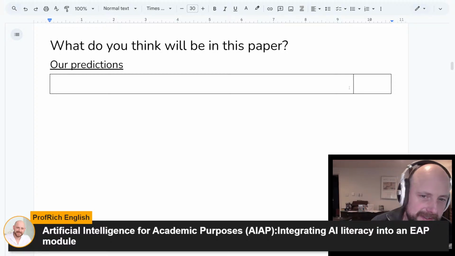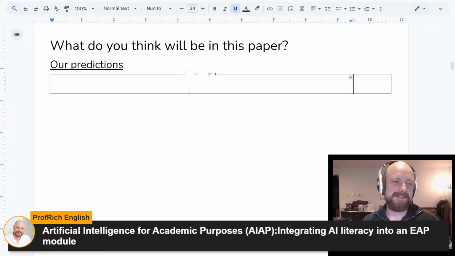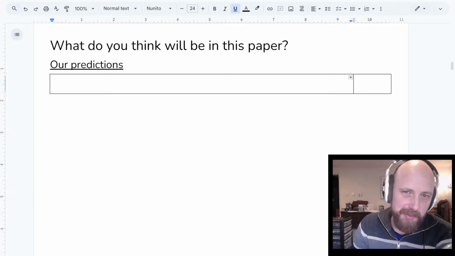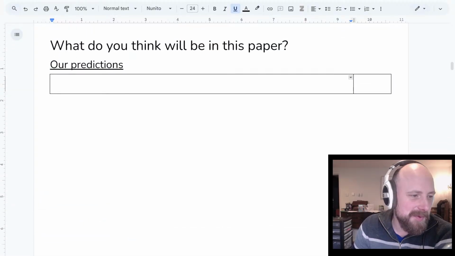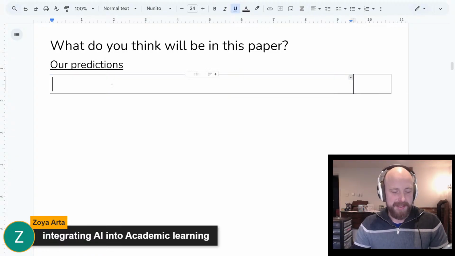Okay, so nobody has any predictions. Fair enough. So with our minds completely blank about what this article could possibly contain, let's read the first part. Oh, here come the predictions. Okay. Integrating AI into academic learning.